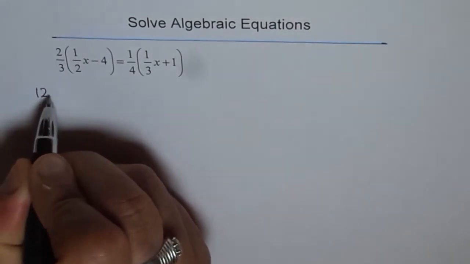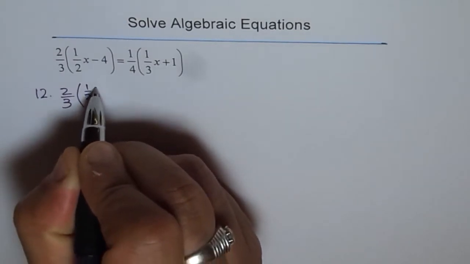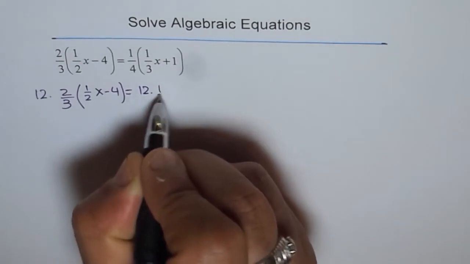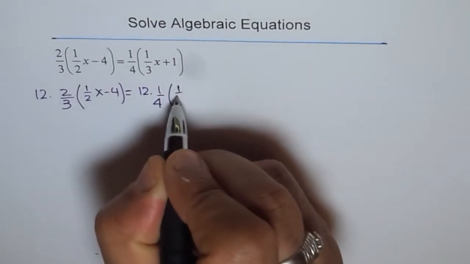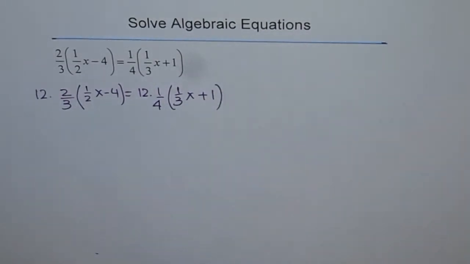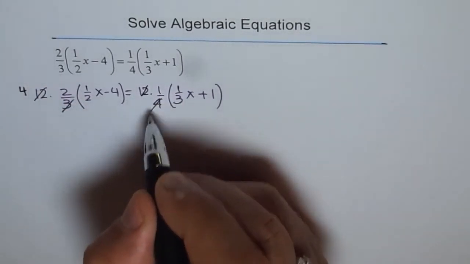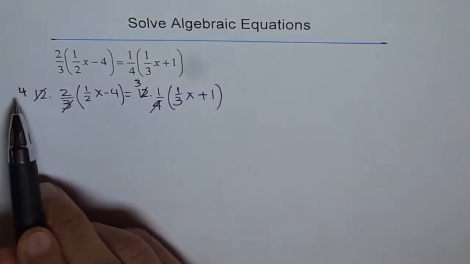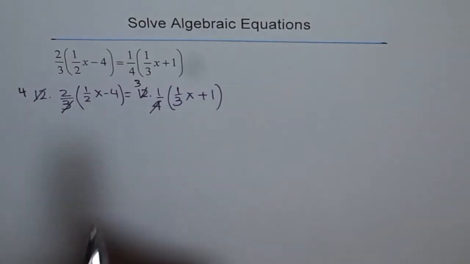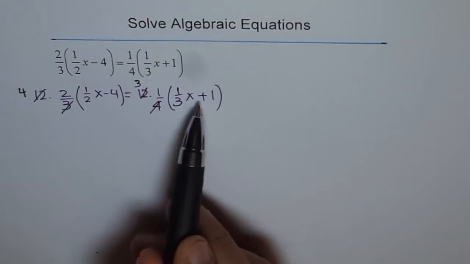So we'll say 12 times 2 over 3, and within bracket we have 1 over 2x minus 4 equals to 12 times 1 over 4, 1 over 3x plus 1. Now you see 3 goes in 12 4 times and 4 goes in 12 3 times. So you have 4 times 2, that is 8, and you have to multiply everything inside by 8, right? In this case you have 3 times 1 as 3, and you have to multiply everything inside by 3, okay?